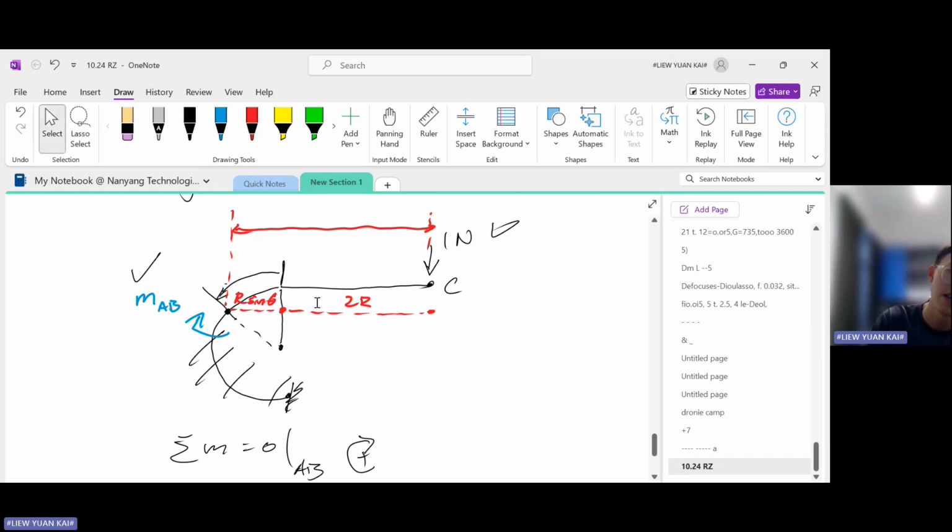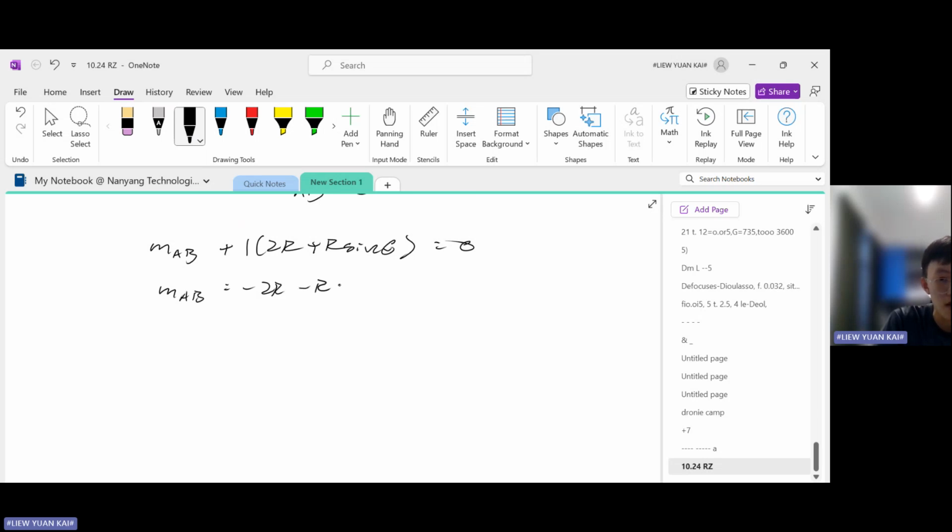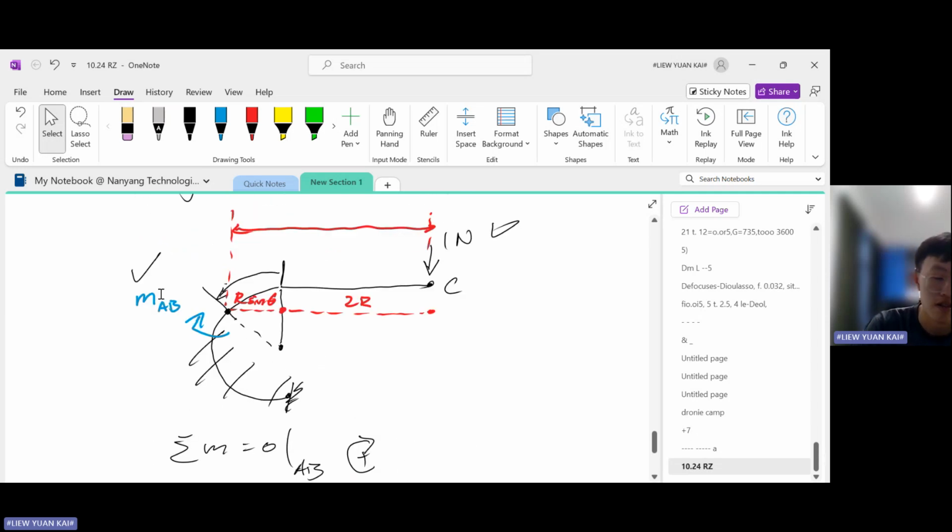Okay, then the direction is positive because it follows this positive direction. Okay, this is clockwise positive. So this is positive 1 Newton times 2r plus r sine theta equals to 0. So you make MAB the subject, it will be negative 2r minus r sine theta. Okay, now you do the same thing. You find the virtual internal moment at BC.